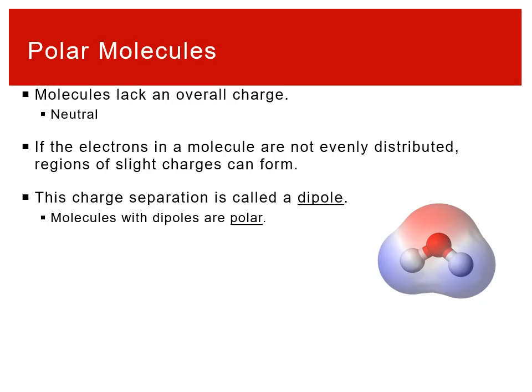Well, the electrons in a molecule are not necessarily evenly distributed around the molecule. There are regions of slight charge that can form. Okay, this is called charge separation. And what this leads to is called a dipole, and it leads to molecules that are polar.